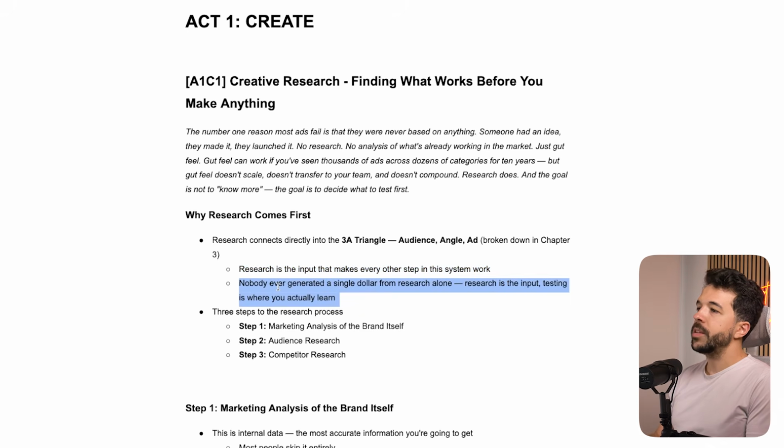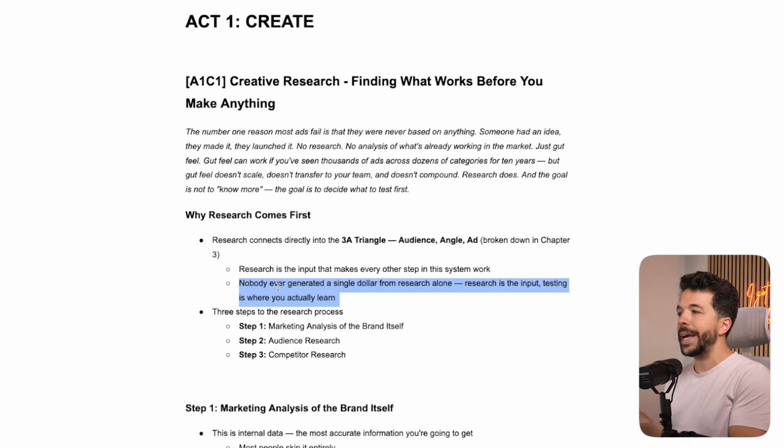Nobody ever generated a single dollar from research alone. So this is crucial to understand. Research is the input, testing is where you actually learn. I see so many people spend so much time, I'm talking about months, doing research, and you will never make a single dollar by researching. You can put yourself in a better position to make a lot of money later on once you start testing out your ads, but if you focus exclusively on research and you don't turn that research into ads, it's gonna be impossible for you to scale your ads.